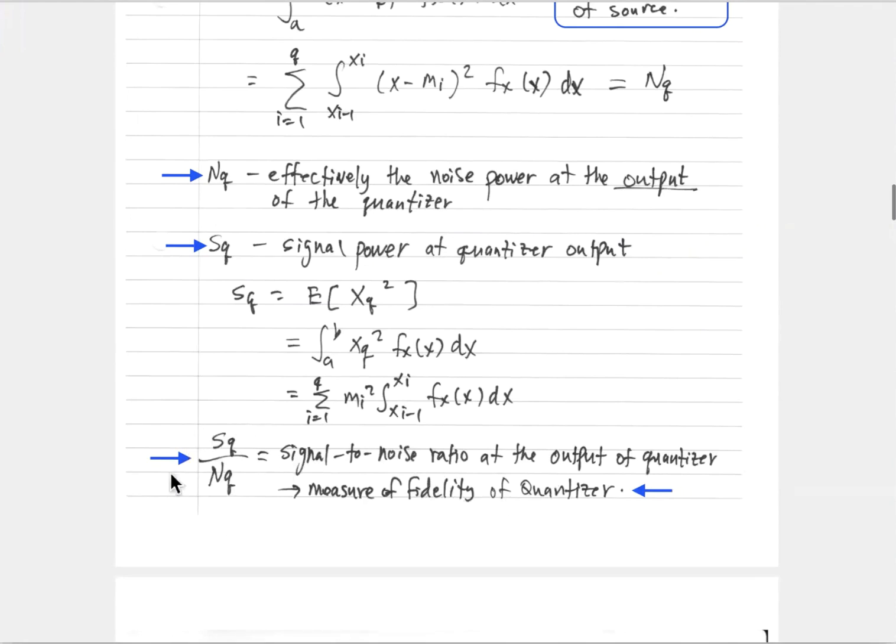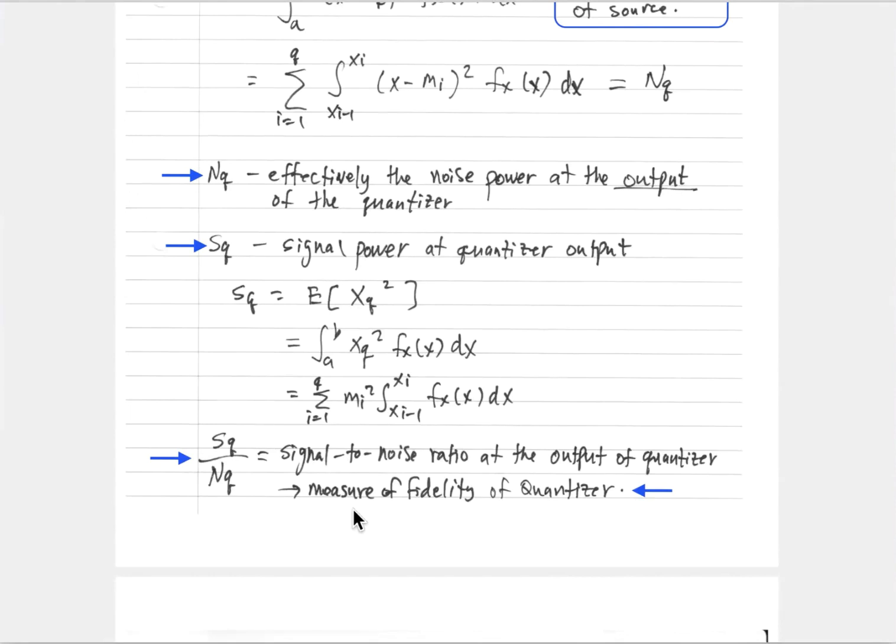This signal to noise ratio is sometimes called the signal to quantization noise ratio, because remember, in a communication system, there are other sources of noise, meaning the channel. But in this context, we are not really talking about the channel. We're talking about the noise added by the quantization process. And so this signal to noise ratio at the output of the quantizer measures how good the quantizer is. Of course, the higher the signal to noise ratio is, the better the quantizer is. The lower this signal to noise ratio is, the worse the quantizer is.